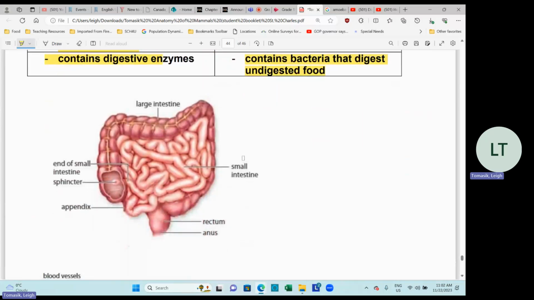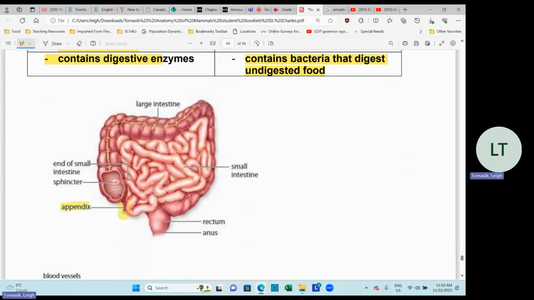Okay, here is a picture of your lower part of your digestive system. So you can see the small intestine is in the middle, and the large intestine wraps around it. Right at the juncture of the small intestine and the large intestine, you have a little pouch. It's called the appendix. Maybe some of you have had this removed. It doesn't do anything. It actually stores bacteria.